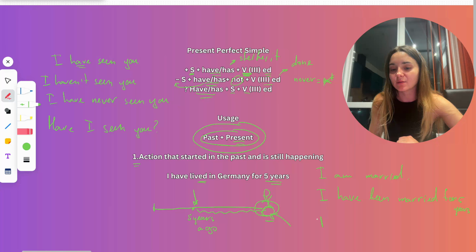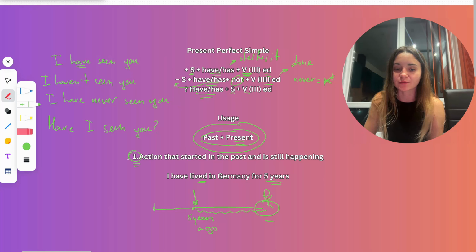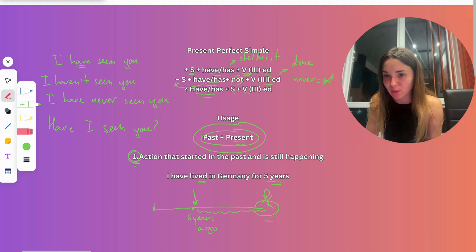But if they say I was married, that's completely fine for you, right? I mean, maybe not for all of you, but still, it means that now he's not married. So the main difference between present perfect and past simple is that in past simple something is ended, something is finished, and it has nothing to do with present, whereas present perfect shows us that something is still relevant for today. So that's the first one. Remember, something that started in the past and is still happening right now.